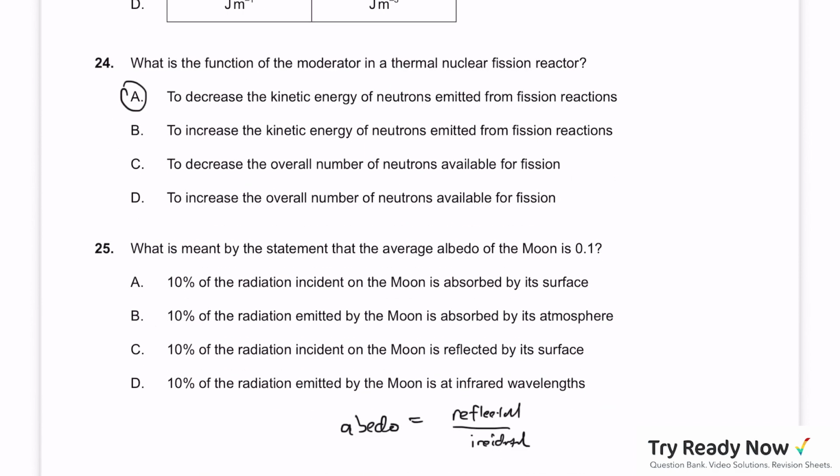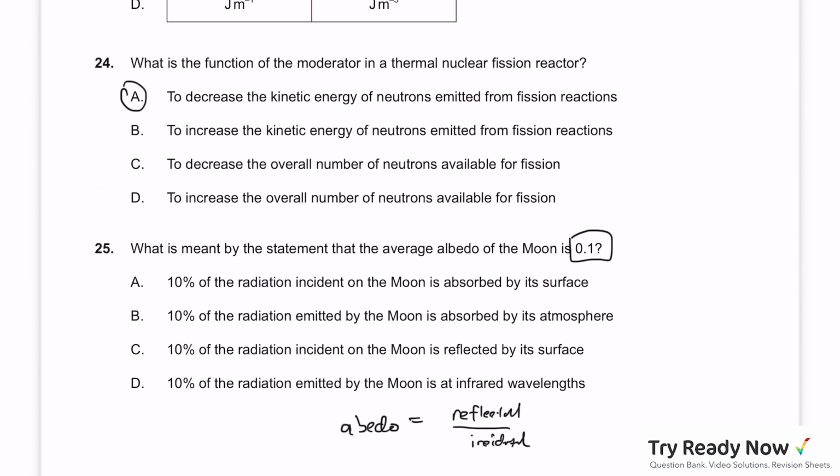Next, question 25 is another topic 8 question. It says, what is meant by the statement that the average albedo of the moon is 0.1? I've included the formula here for albedo. Albedo is basically a ratio between the reflected light and the total incident light on an object. In this case, we're talking about the moon.